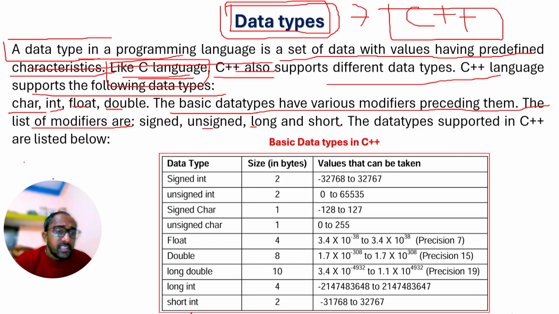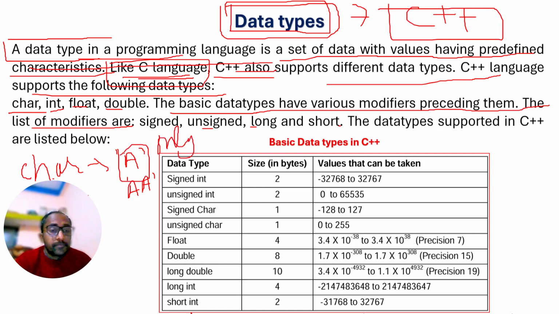Now, char. You cannot write this in capitals; you have to write it in small case. This char means a character. It contains an alphabetical character. Suppose a character A. You cannot write double A, because it contains only a single character. Only a character.